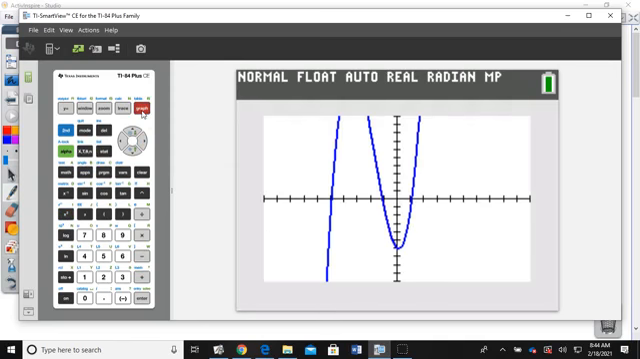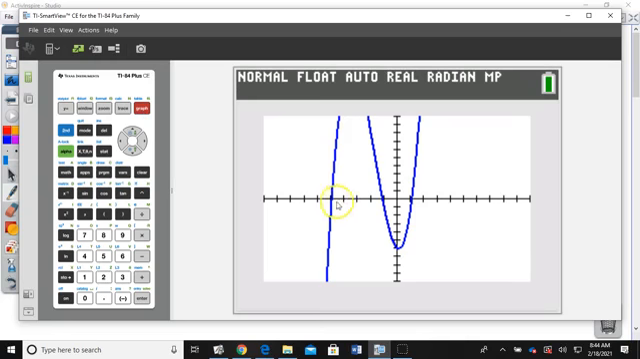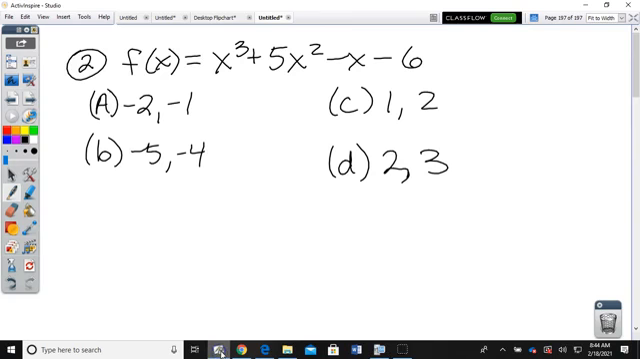All right. So let's see here. Right here, 1, 2, 3, 4, 5. Looks like it's in between negative 4 and negative 5. This one here is between negative 1 and negative 2. And this one here is between 1 and 2. So which one is it not between? 2 and 3. So D. Okay, that's all there is to those.